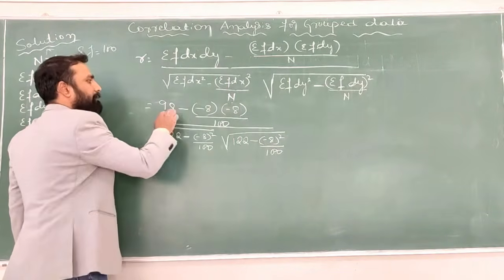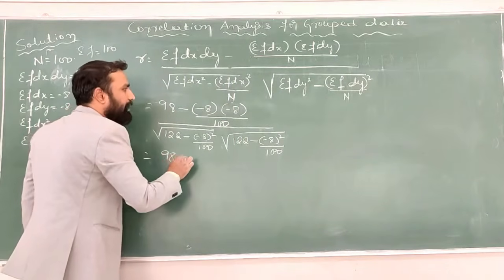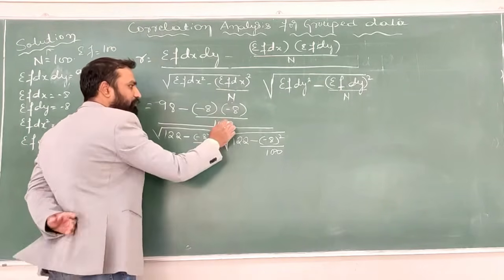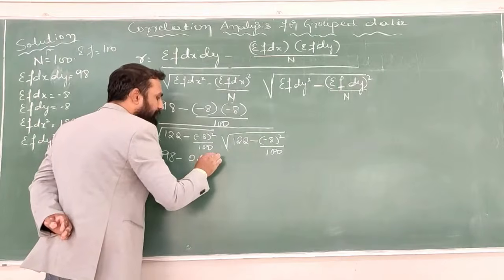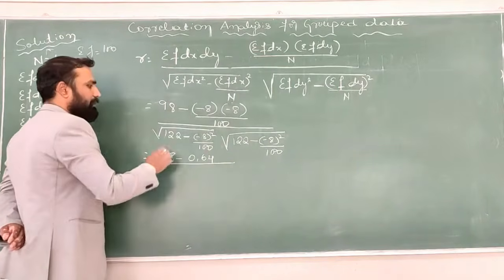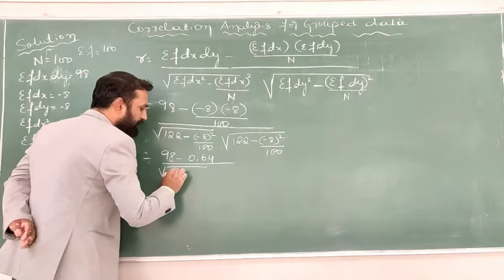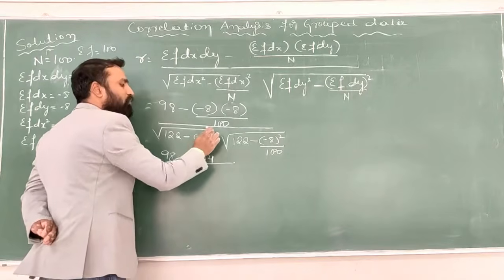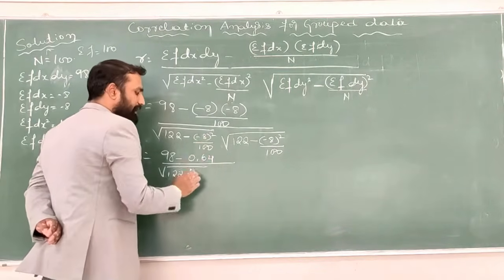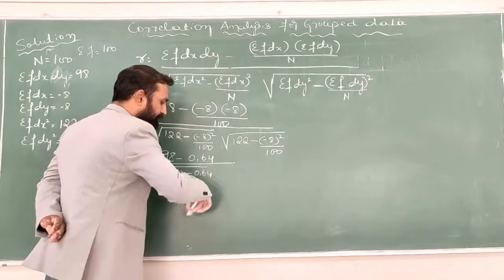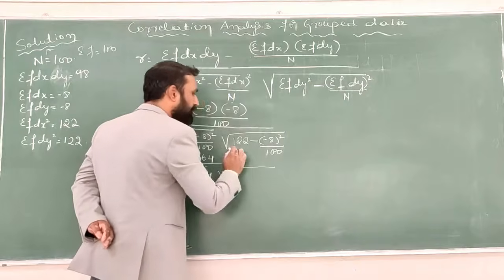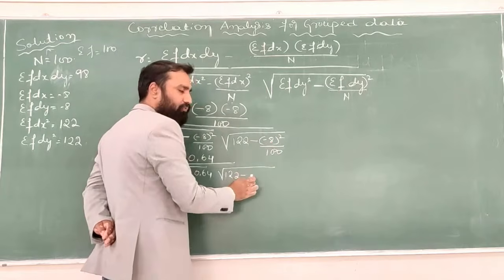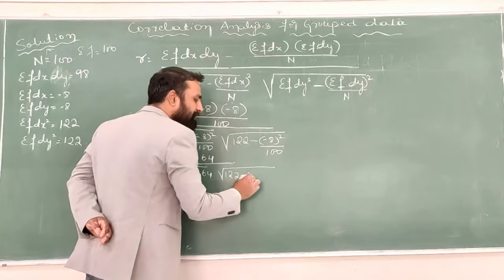Next, 98 take as it is, minus 8 into minus 8 is 64. 64 divided by 100 is 0.64, divided by the square root of 122 minus 8 whole square, which means 64, divided by 100 is 0.64, into square root of 122 minus 8 whole square is 64. 64 divided by 100 is 0.64.